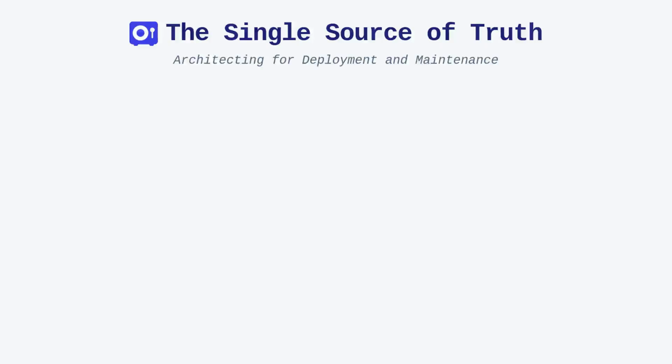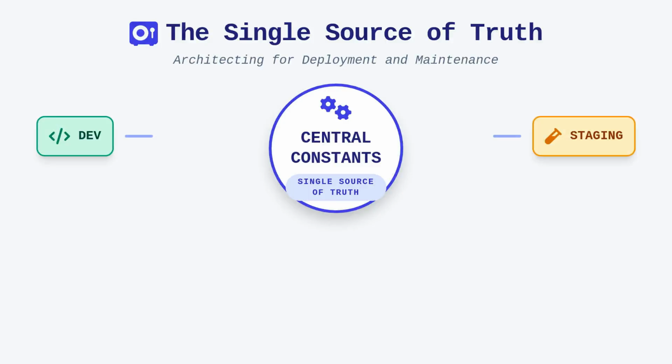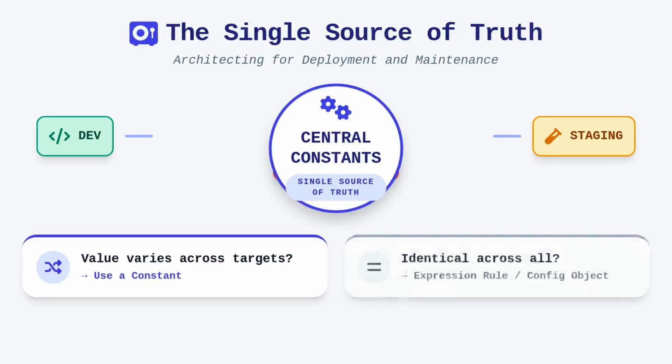Always strive for a design where the constant is the single source of truth for all environment-specific variations. If a value changes across your different deployment targets, it should exist as a constant. If a value remains identical across every installation and is fundamental to the logic, you might consider if an expression rule or a configuration object is more appropriate, but usually, constants provide the safest middle ground.